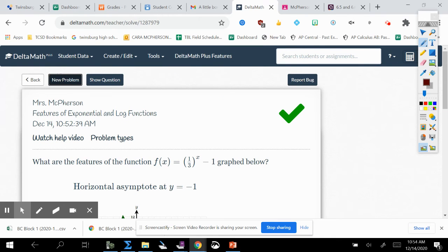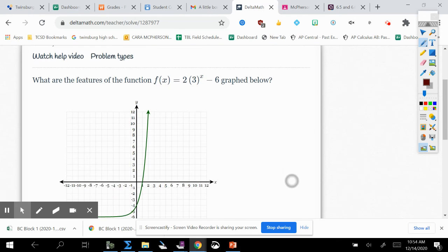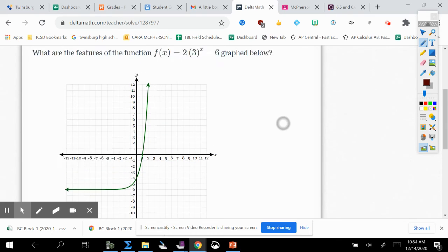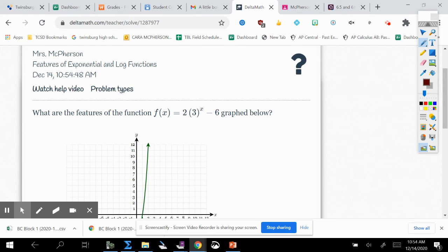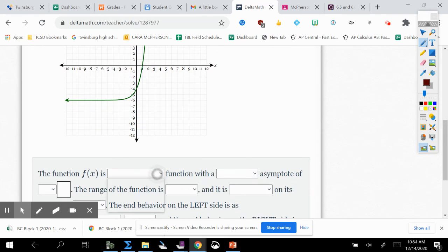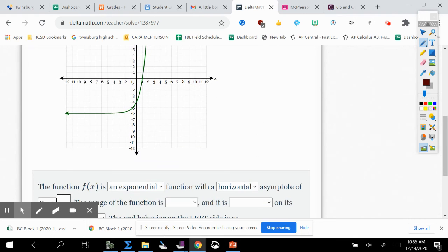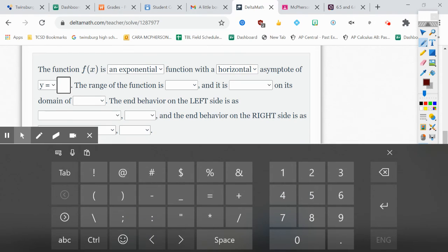Let me show you one. I want to see if I can find one that's a growth. Here we go. Perfect. So here's one that is growing. I can tell that from the picture, but I can also tell that the 3 that's being taken to the x power is bigger than 1. So this is an exponential function with a horizontal asymptote at y equals -6. You can see that from the picture. You can also see that from the equation.